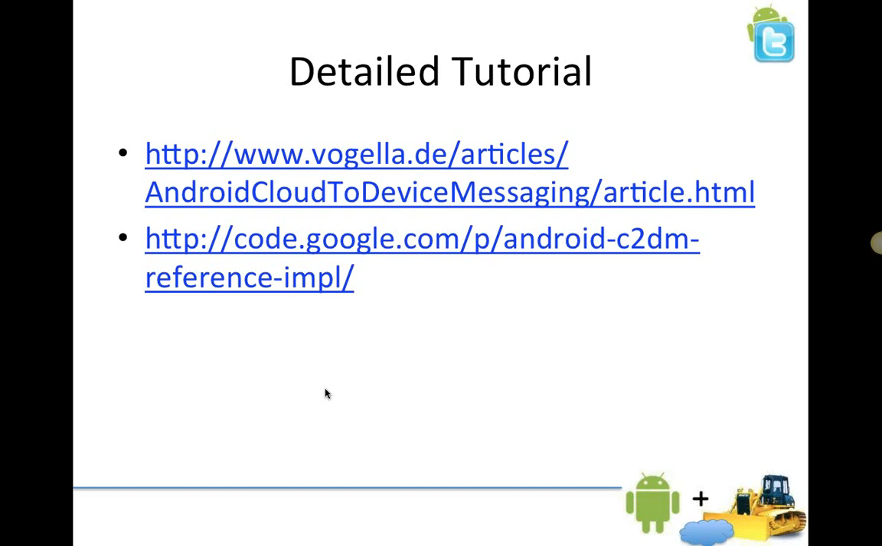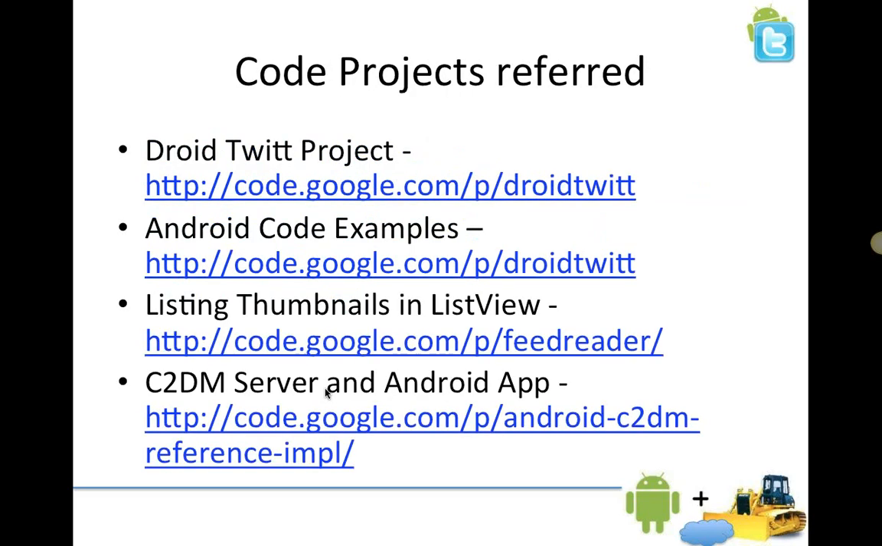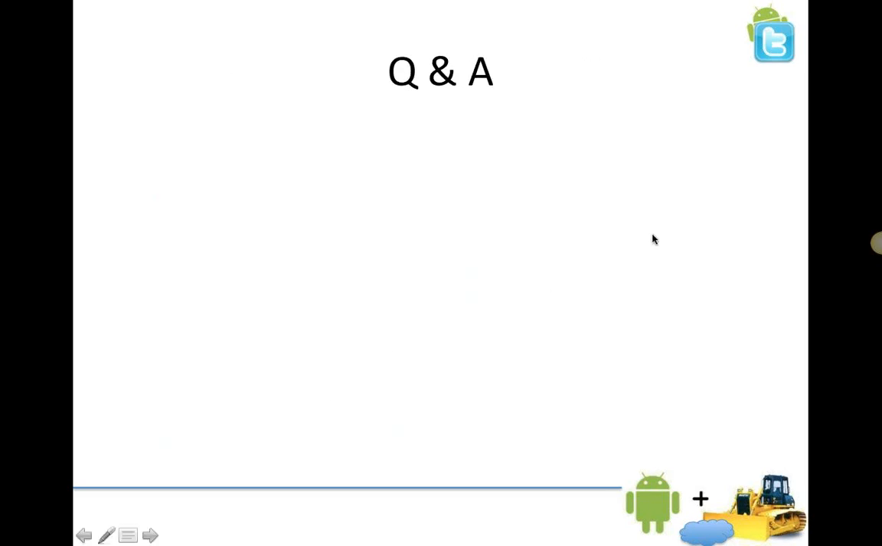I'll talk to you about these code projects which I'm referring to. They're all listed over here. The Droid project is listed at Droid Tweet. The Android code samples are also there in Droid Tweet itself on the main page. The thumbnail in the list view, the blocking queue example is in this feed reader, which we had created some time back. And the C2DM server and Android applications are at Android C2DM Reference Ampere. So that's where I'll stop and I'll let you ask some questions.